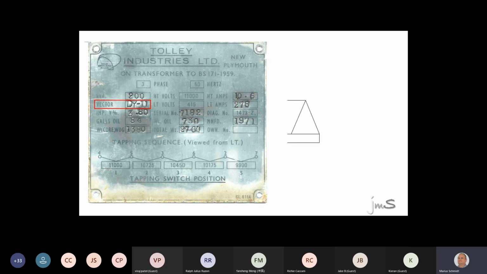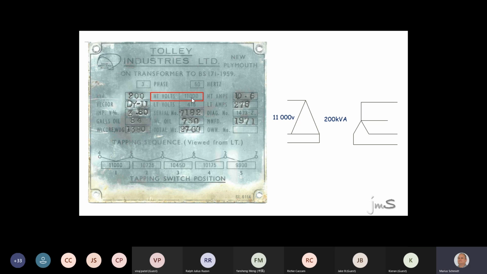Right, guys? That is delta. Do you all agree? Right, have a look. You all agree it's a 200 kVA transformer. Look at this. The high voltage side, is that the primary side or secondary side? It's a step down transformer. So the primary is how many volts? 11,000.